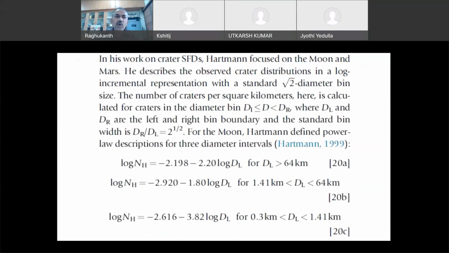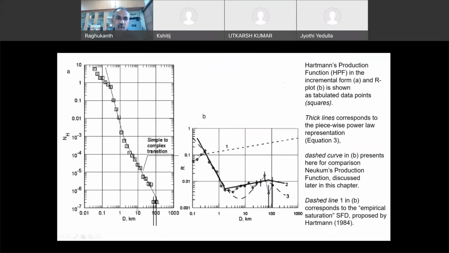1.41, then 64 kilometers. So you can see 10, 20, 30, 40, 50, 60, 64 here. One more straight line comes, and then one more straight line here, one more straight line here. You can clearly see this in this type of plot itself. You can see here 64, one straight line. I think the 2 is, yes, Hartmann's in the incremental form, R plot, okay, power law representation.